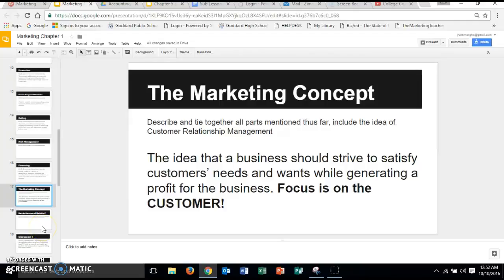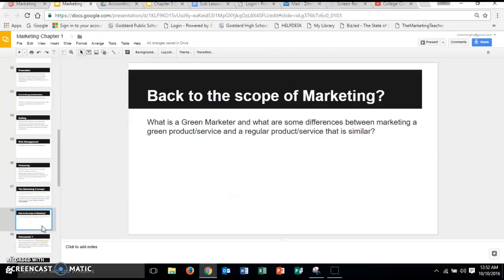Continuing, back to the scope of marketing, this is a quick question. What is a green marketer? And what are some differences between marketing a green product slash service and a regular product that is similar? You tell me. Green, if you don't know, is something that's good for the environment. So how would a green marketer go about doing that?